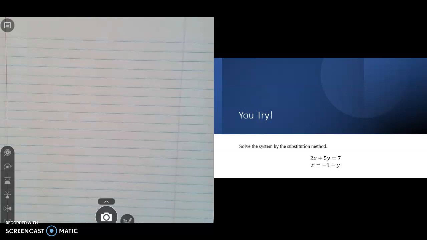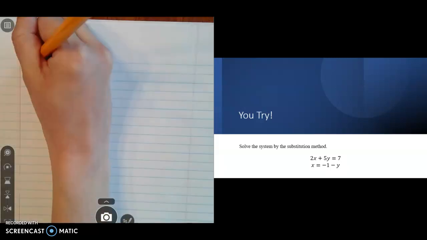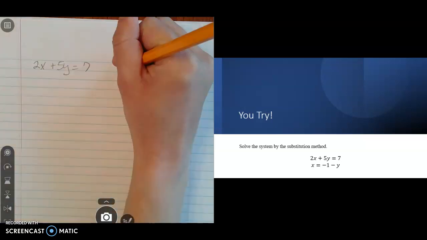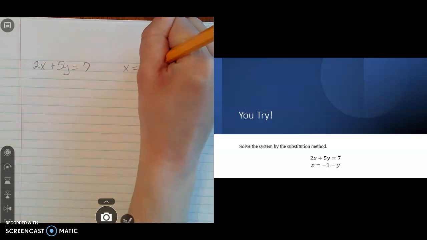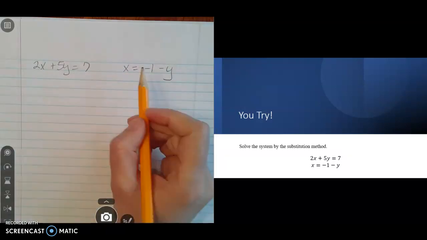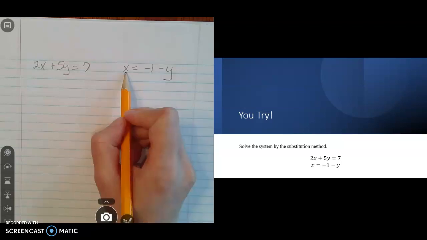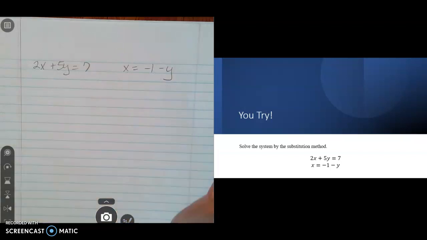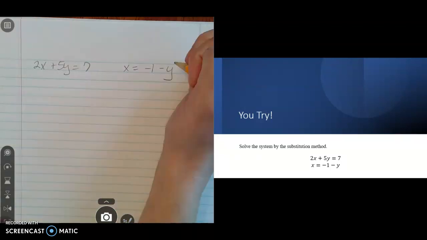Hi, you all just finished a U-Try where you got to solve a system of equations using the substitution method. The equations that I gave you were 2x plus 5y equals 7 and x equals negative 1 minus y. So the good news is that you already had a variable that was all by itself. It was already solved for one of your variables. You have x equals negative 1 minus y. So you're ready to go ahead and substitute right from the beginning.